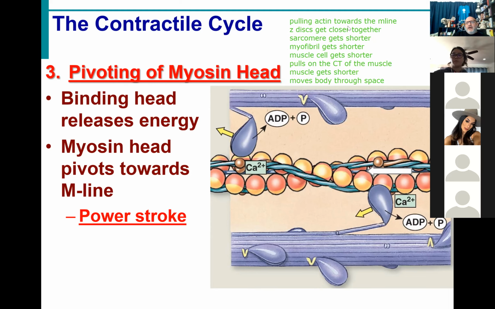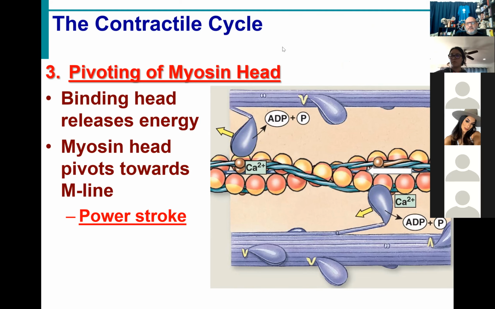Now notice also, as we talked about, during the power stroke, it is releasing the ADP and phosphate. So now the binding site in our myosin heads is open. And what's going to bind to that binding site? The ATP? Yeah, we need a new ATP.